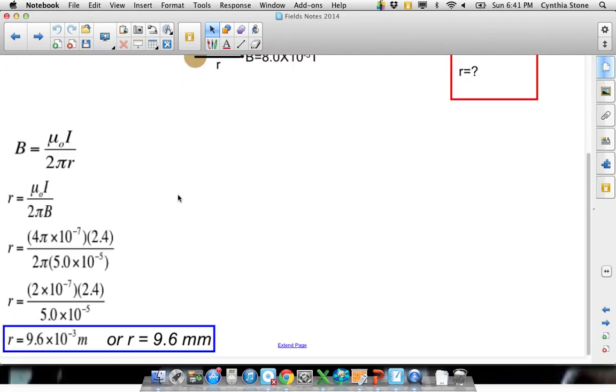Okay, you just sub in. You can write down all the numbers, but you can just see it's just subbing in the numbers. Mu naught is this beautiful thing. 2.4 amps, 2 pi on the bottom.